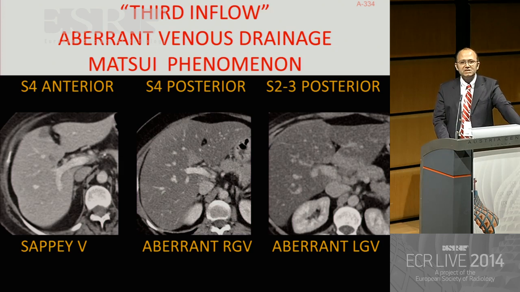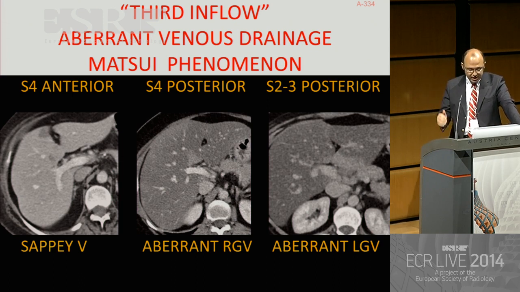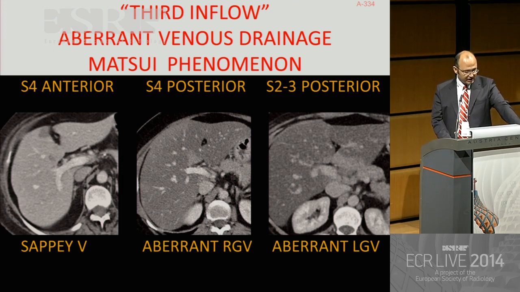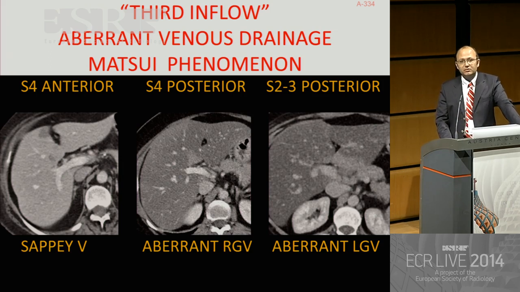Okay, what is the reason for this? I call this Matsui phenomenon because he has over 400 articles, and he published the seminal papers on this issue. He is a very prominent liver radiologist. So the first one is the segment 4 anterior part. You can see it here. This is due to a subpay vein drainage. The second one is the segment 4 posterior part. This is due to usually aberrant right gastric vein. And segment 2 and 3 posterior part.